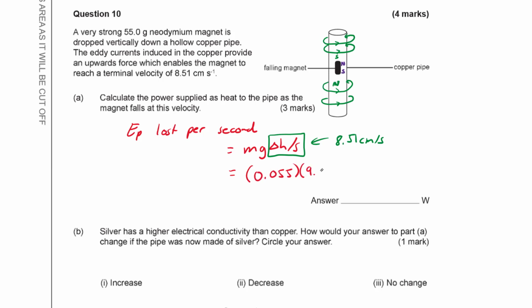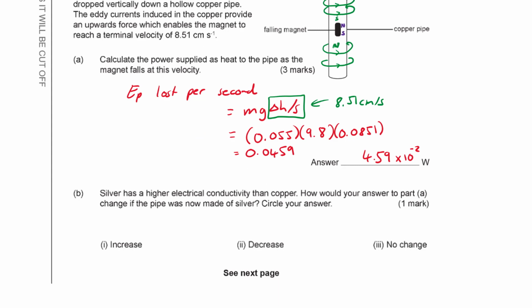0.055, 9.8, and 0.0851, and what I end up getting is 0.0459. Going to be fancy and write it in scientific notation, times 10 to the negative 2 watts, or joules per second, which is great.